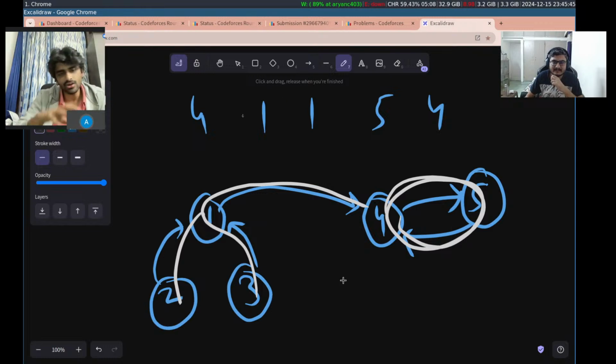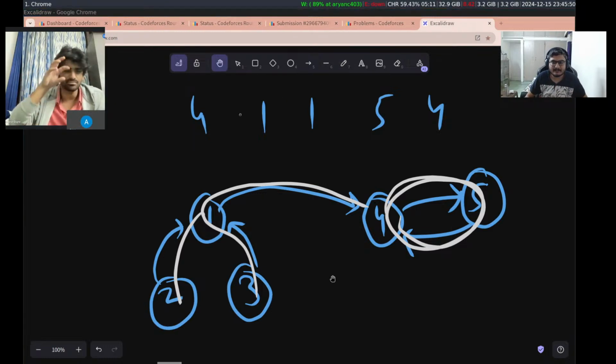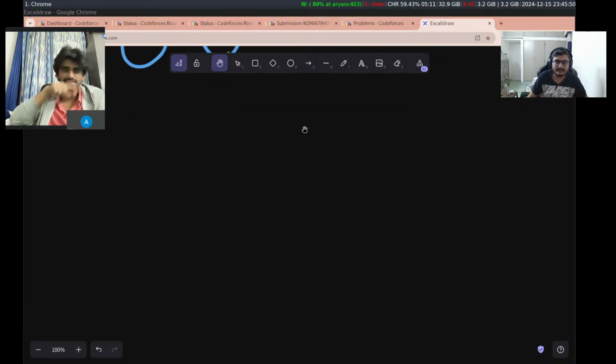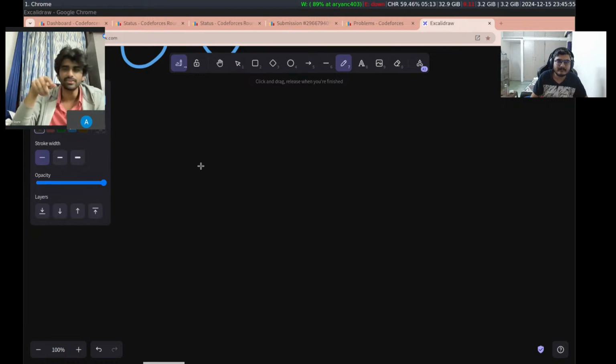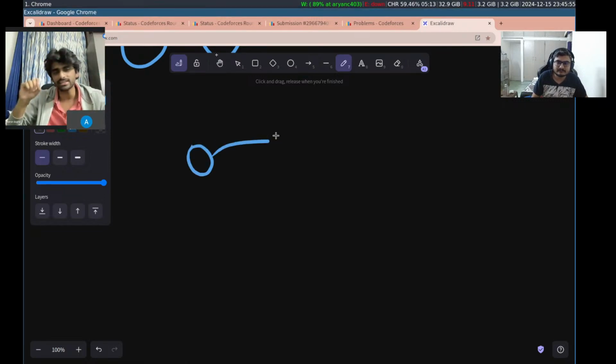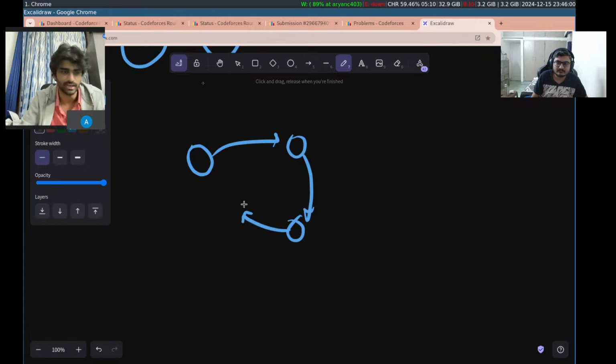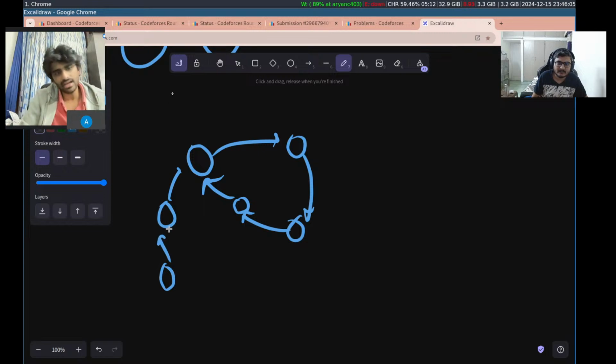Aryan, can you draw a general version of this? Let's just say I have a cycle in between, and then from every node of that cycle, there can be a few trees attached. Right, so that's how the general version of the graph will be.